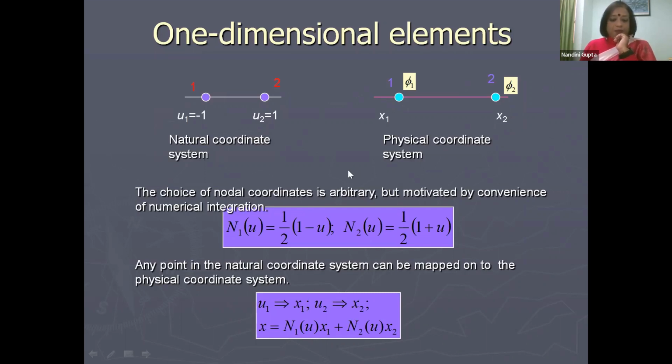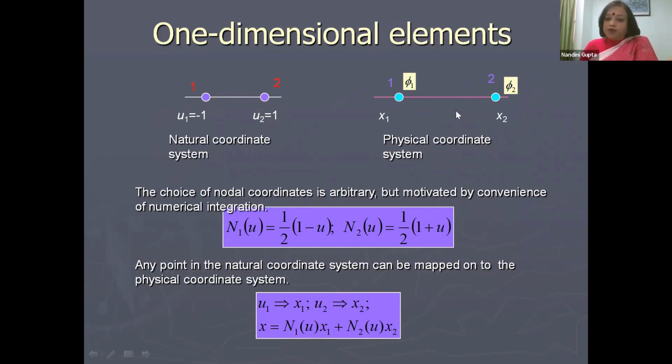We are discussing isoparametric elements, and we started with one-dimensional isoparametric elements, where you take a two-noded linear element between physical coordinate points x1 and x2, and you map this element onto an element in the natural coordinate system, lying between u1 equal to -1 and u2 equal to +1. Which means x1 maps onto u1, which is -1, and x2, irrespective of the distance between x1 and x2, maps onto u2, which is equal to 1.